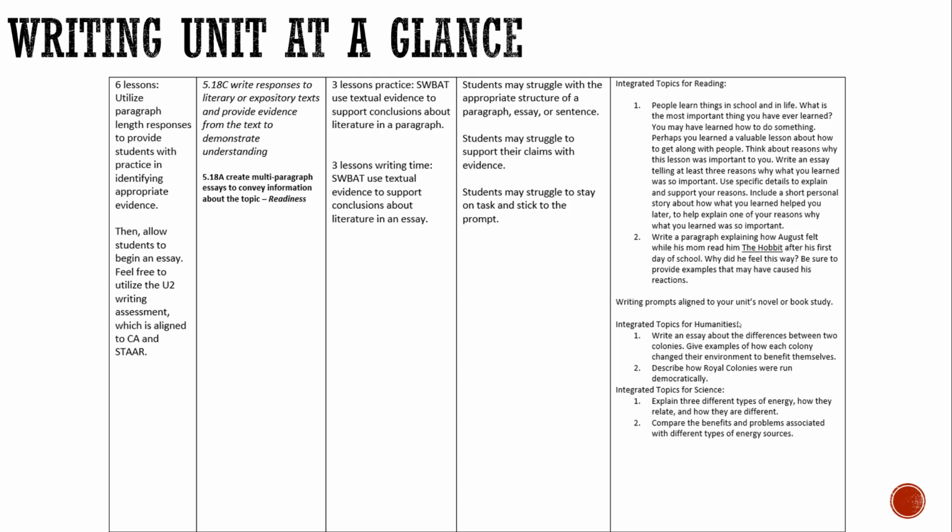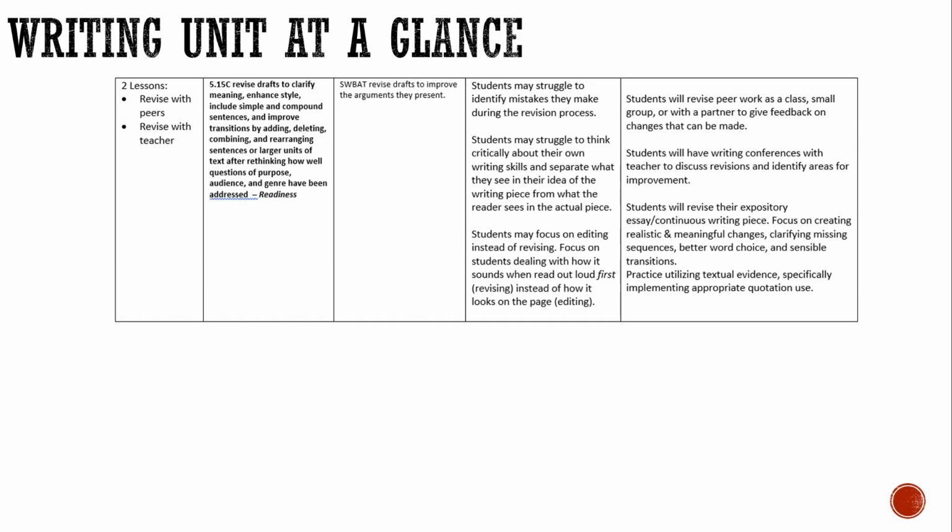After they've had the opportunity to respond on multiple different prompts, move on to creating an essay length response. You can utilize a Unit 2 assessment posted on Blackboard, which is aligned to the STAR and CAs, or you could create your own prompt, possibly aligned to your own novel or reading for the unit. After they've had several class periods to work on actually creating the essays, it's back to revision and editing, with 2 lessons planned for each.